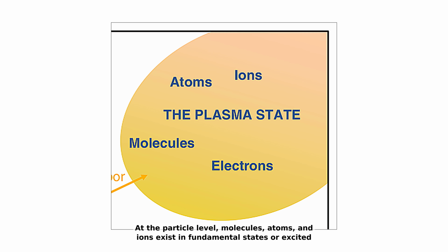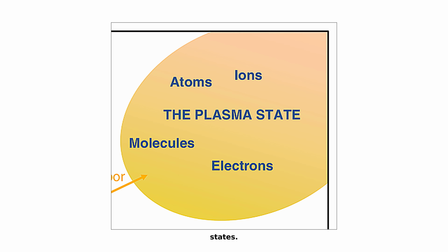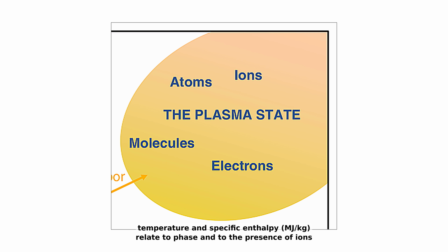At the particle level, molecules, atoms, and ions exist in fundamental states or excited states. Because excited species have short lifetimes, energy is often released quickly as photons, which contributes to plasma luminosity. The excerpt also notes Bremsstrahlung, where an electron is deflected by an atomic nucleus and emits electromagnetic radiation while losing kinetic energy. Figure 1 places the plasma state alongside solid, liquid, and vapor, showing how temperature and specific enthalpy, mJ/kg, relate to phase and to the presence of ions and electrons.